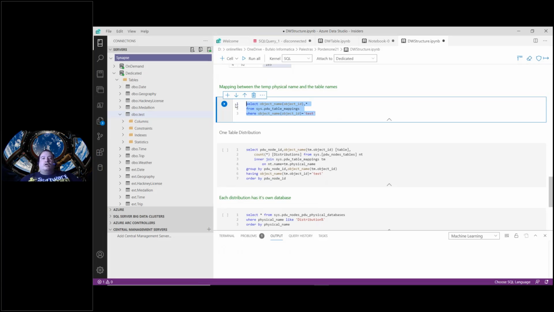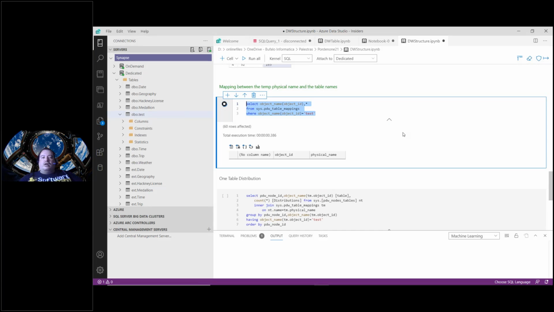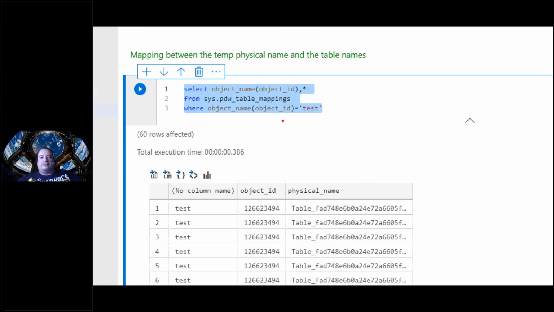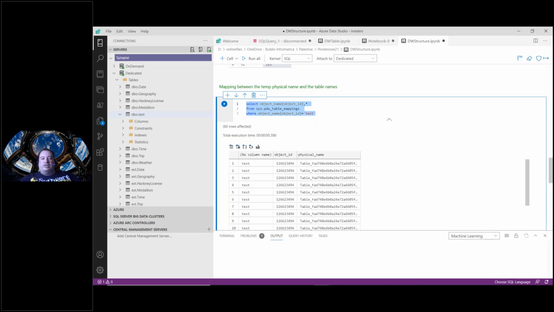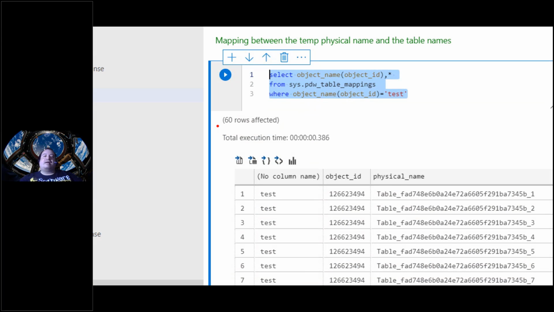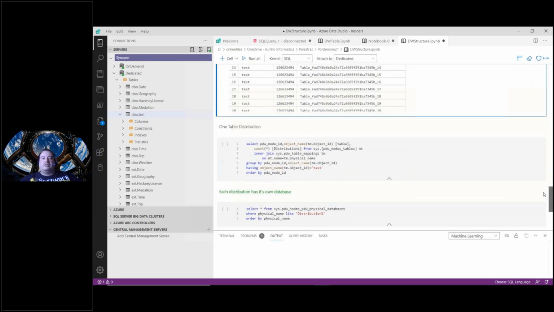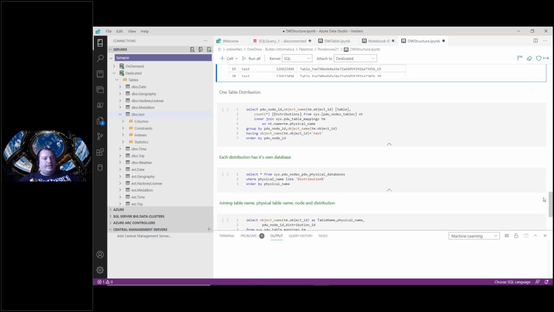So we have the concept of physical name and logical name. Here, I'm filtering by the table test this time. So we are seeing only the physical names related to the table test. We see that we have exactly 60 distributions for the table test. The table test is distributed in 60 pieces inside the SQL dedicated pool. Great.